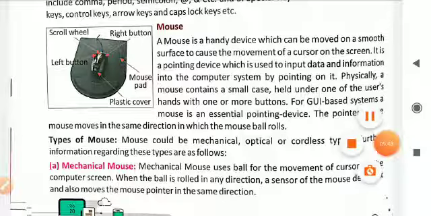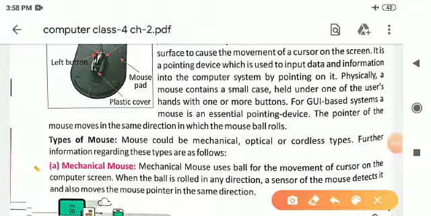Number one is a mechanical mouse. Mechanical mouse uses a ball for the movement of cursor on the computer screen. If we want to move our mouse, it uses a ball for the movement. When the ball is rolled in any direction, a sensor in the mouse detects it and also moves the mouse pointer in the same direction. When we move our ball in any direction, our mouse pointer is also moved in the same direction with it.